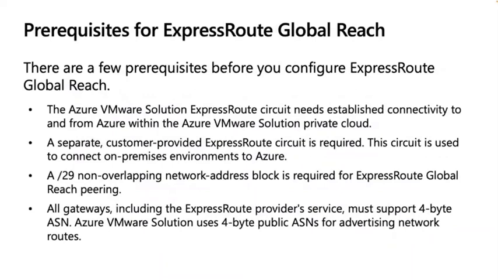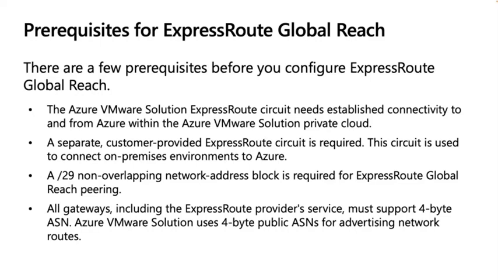So there are prereqs for ExpressRoute Global Reach, and Global Reach is something you need to enable on your ExpressRoute to be able to configure connectivity from on-prem to your AVS solution. You need established connectivity, obviously, and then you need to order an ExpressRoute circuit, and that can take some time. That connects directly into our edge gateway in the data center. And then you need a /29 of non-overlapping network address space so everything can route correctly.